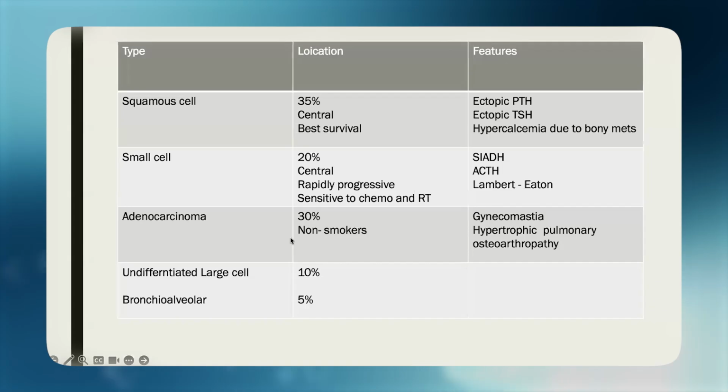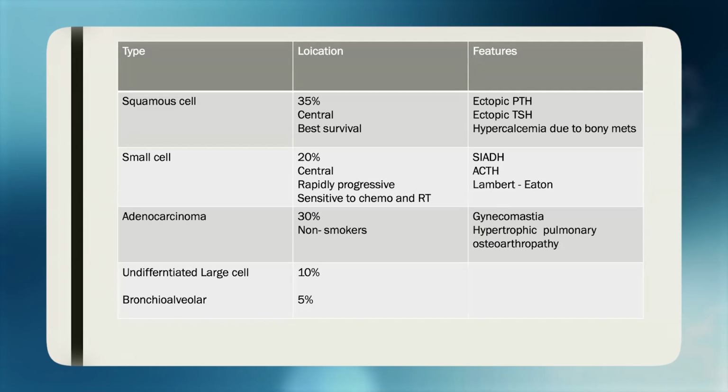Okay, so back again. Small cell, 20%, rapidly progressive. So Cushing's, SIADH, Lambert-Eaton, these kinds of complications are more in small cell. Then adenocarcinoma, 30%, common in non-smokers. Again, in non-smoker women also, which is common.